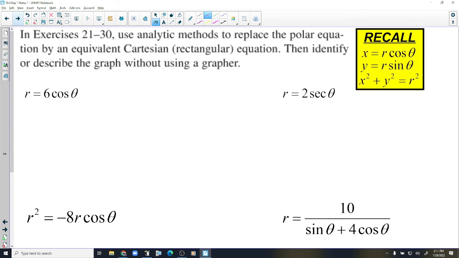All right. Let's practice this. Change this r equals 6 cosine to rectangular. So it kind of repeats. We're just practicing it now.